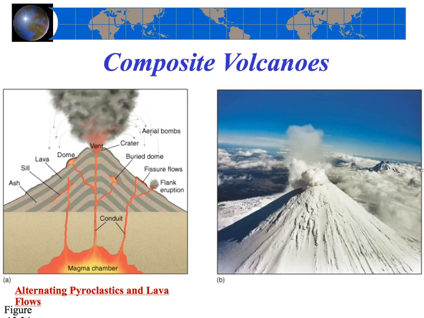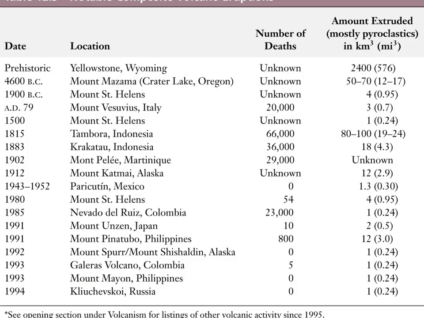Here's a picture of a composite volcano, and the biggest thing I wanted to point out in composite volcanoes is that you can see it alternates back and forth from lava to pyroclastics, and we've already talked about the width and the height and examples around the world of composite.